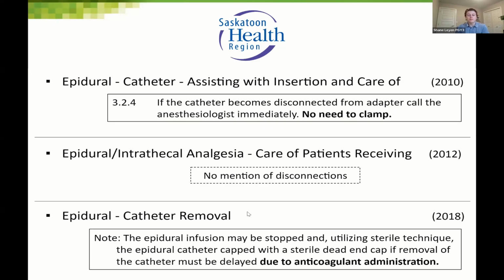But in their catheter removal policy, they do note that the epidural infusion may be stopped and, utilizing sterile technique, the epidural catheter capped with a sterile dead end, if removal of the catheter must be delayed due to anticoagulant administration. So this is something they do in regards to VTE prophylaxis.